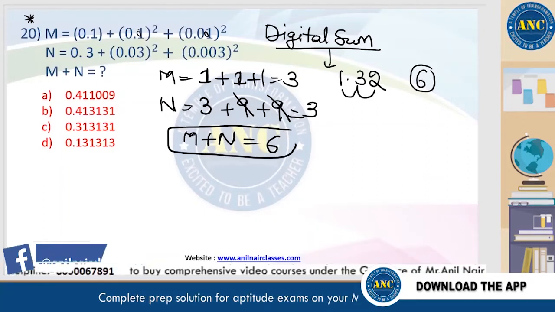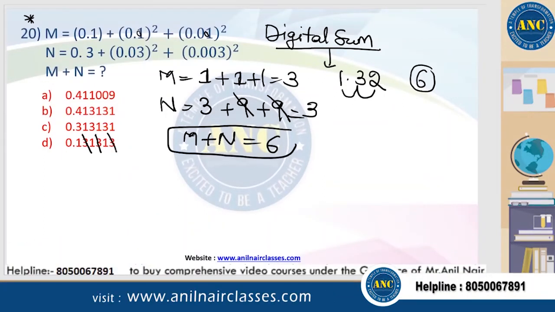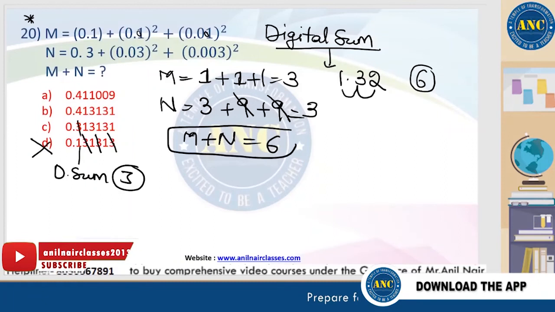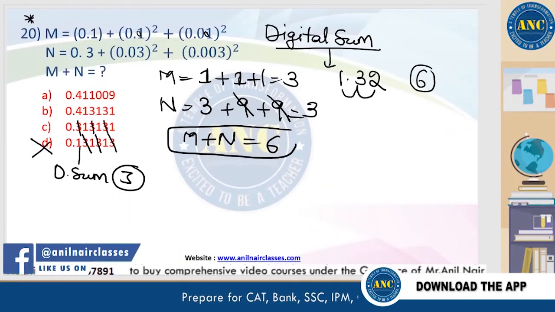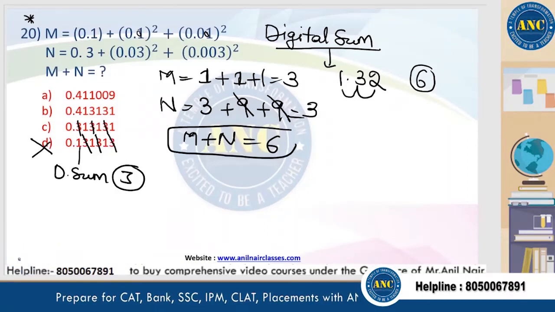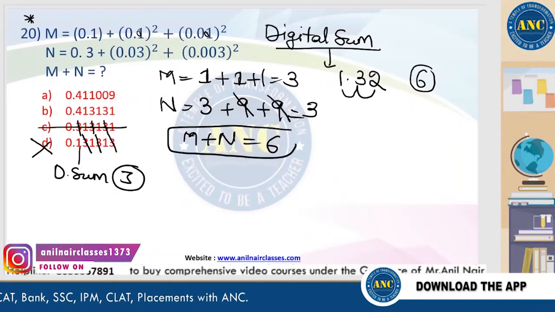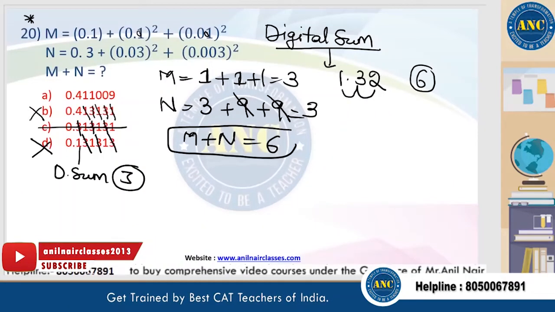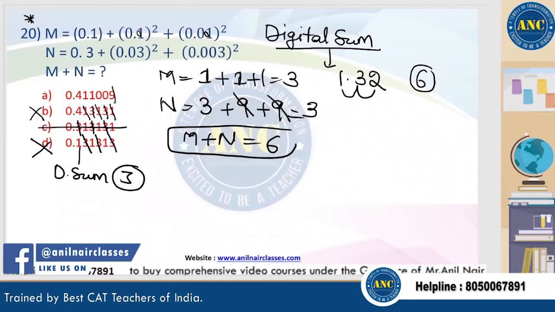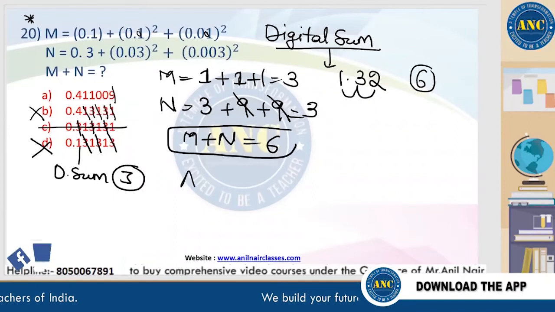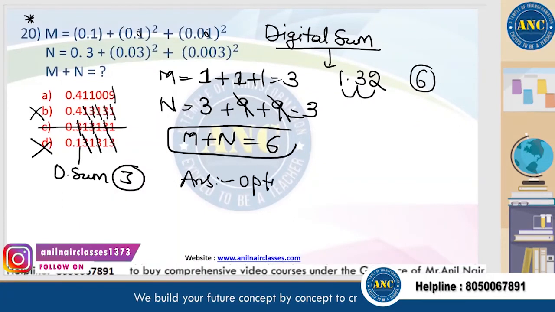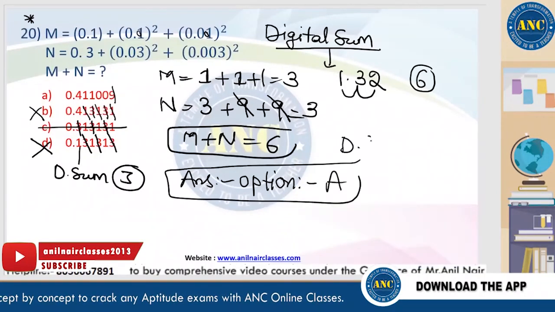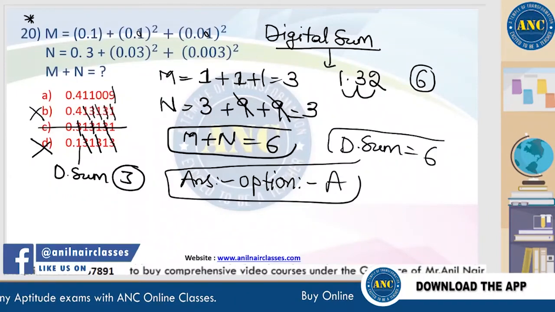Delete the digits whose sum is 9. 3 plus 3 plus 3 is 9. 1 plus 1 plus 1, the digital sum is 3. 3 plus 3 plus 3. So this is nothing but 1 plus 1, 3. This is not possible. 3 plus 3 is 6. 6 plus 7, 7, 8, 9. 4 is not possible. Next, 9 over, 4 plus 1 plus 1 is 6. The answer for this question is option A. Why? Because the digital sum is 6.